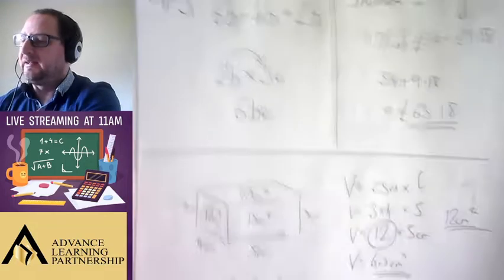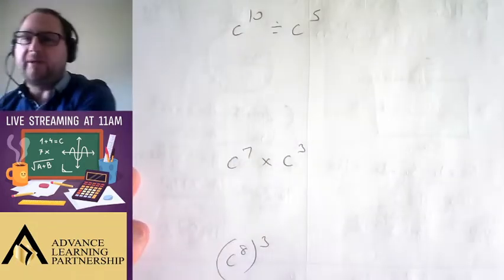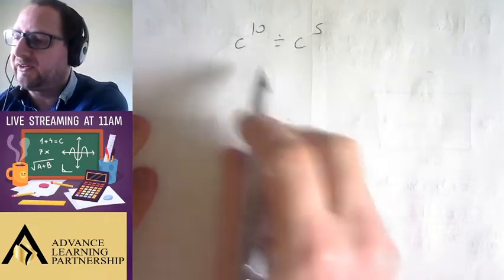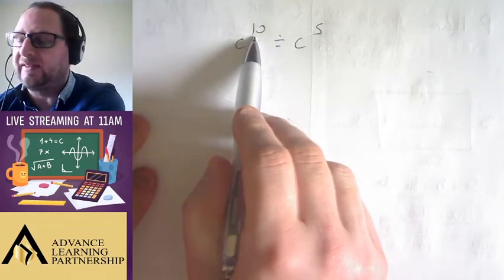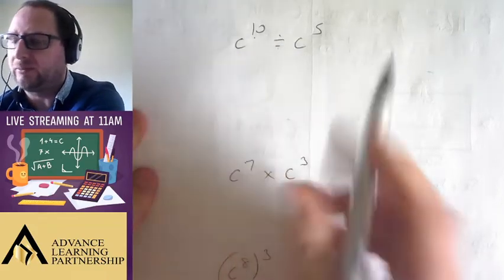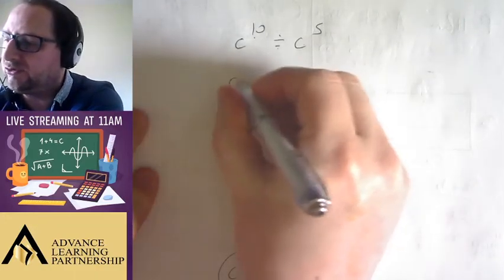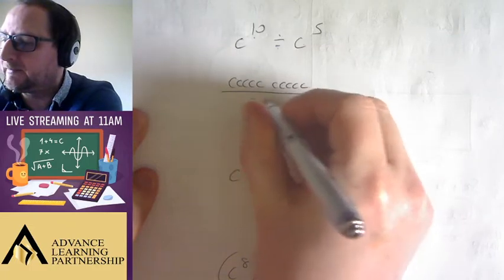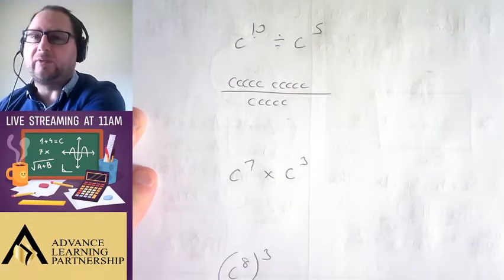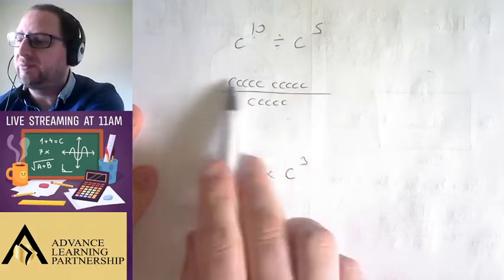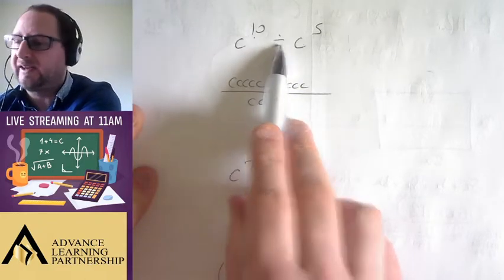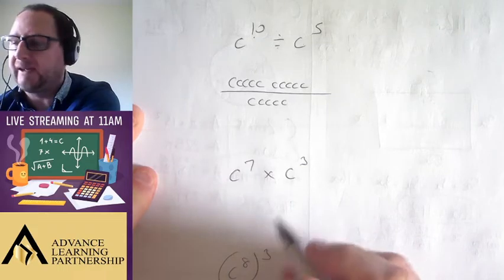The last question on the CorbettMaths was laws of indices, and in the first law of indices we've got 10 C's multiplying together, and then we're going to divide by 5 C's multiplying together. So if I just show what we're talking about here, this is exactly what that question is talking about. There are 10 C's multiplying together here, and there are 5 C's multiplying together here, and we're asked to divide them. So that of course is the fraction division there.